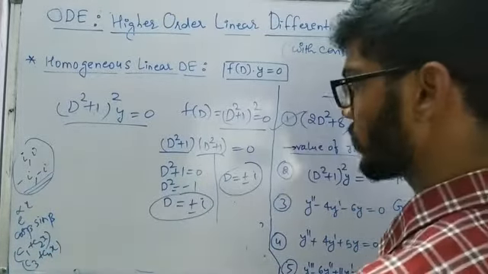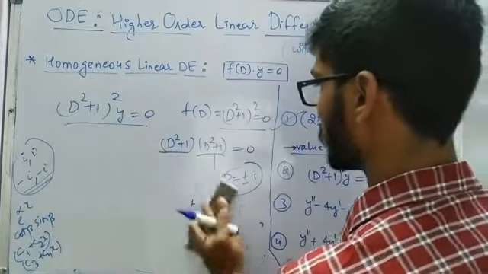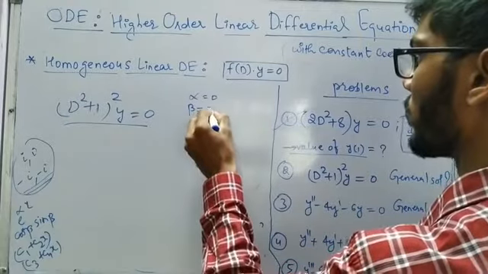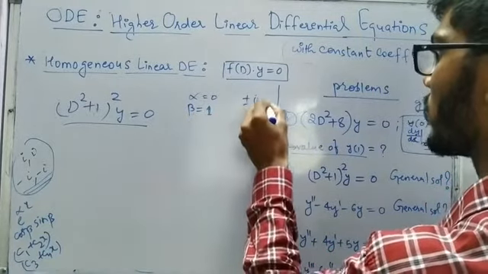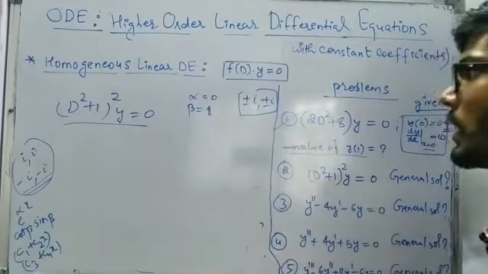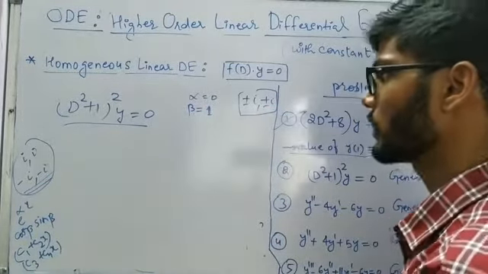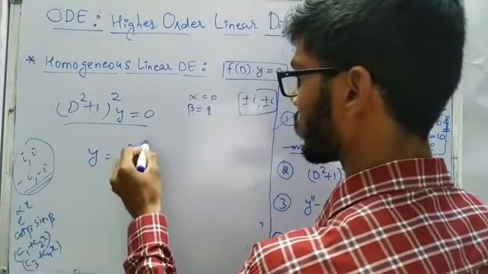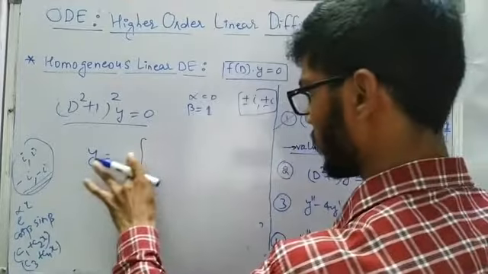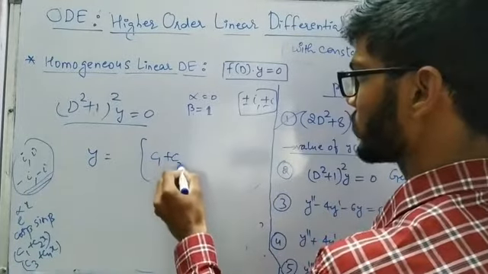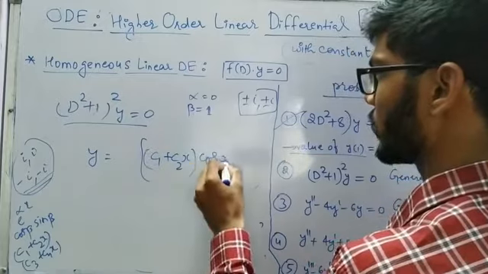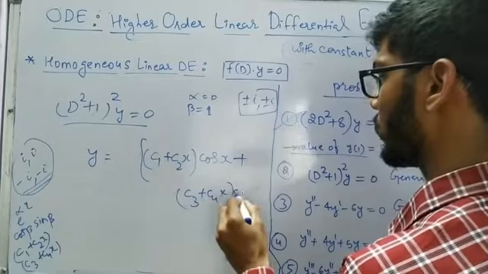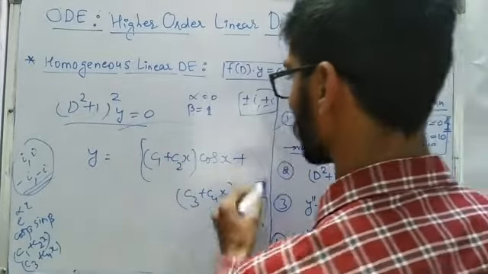So let us write the general solution. From here α = 0 and β = 1, because the roots are ±i and ±i. If we compare with α ± iβ, α = 0 and β = 1. So the general solution will be y = e^(αx), so e^(0x), let's write it as 1 itself, times (c1 + c2x) cos βx, where β is 1, plus (c3 + c4x) sin βx. So β is 1, and this is going to be the general solution.